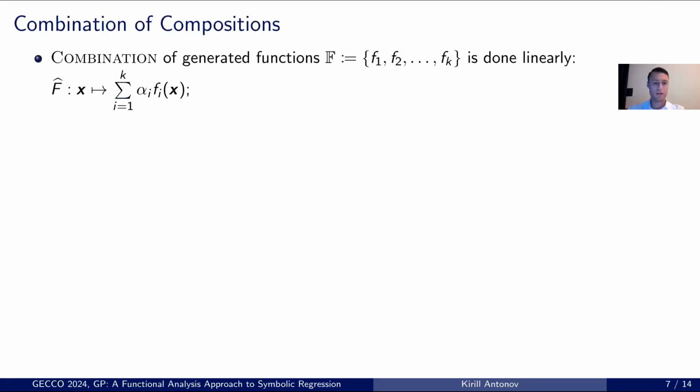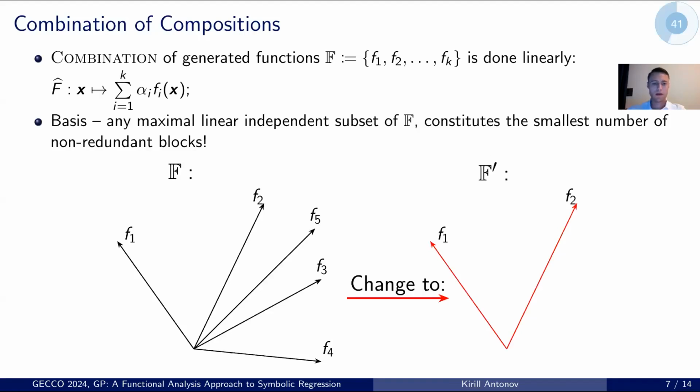Now let's describe the combination. When we have these compositions F1, F2, and so on, Fk, we combine them somehow. We consider a very simple case of combination as linear, so only constants on top of these functions are applied. Out of all this set of functions, we choose the basis.